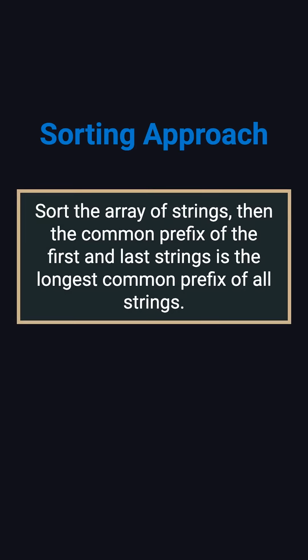If we sort all strings in lexicographical order, similar strings will be placed next to each other. The key insight is that the longest common prefix of the whole array must be the common prefix of the first and last strings after sorting. That's because those two are the most different in order. If they share a prefix, every string in between must share it too.